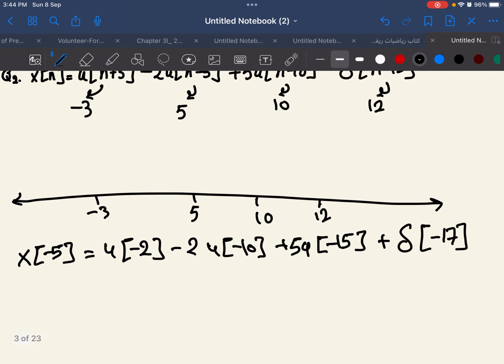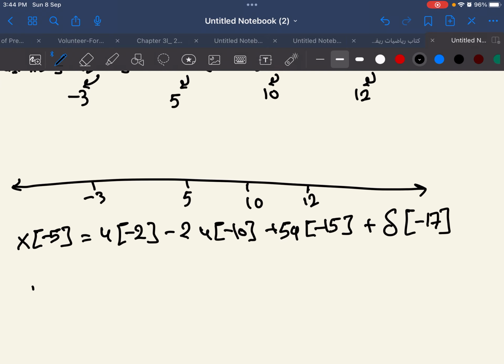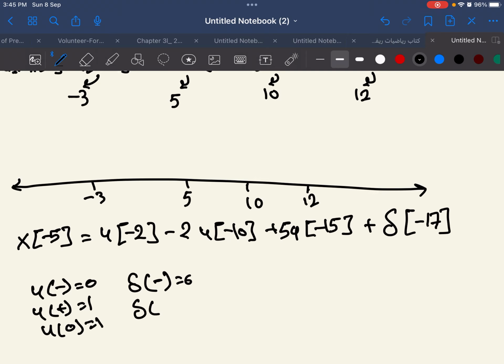And we know that for the unit step, whatever is negative, it's equal to 0, and if it was positive, it's equal to 1, and if it was 0, it's also equal to 1. But for delta, when it is negative, it's equal to 0. When it is positive, it is also equal to 0. But when it is equal to 0, it will equal 1.